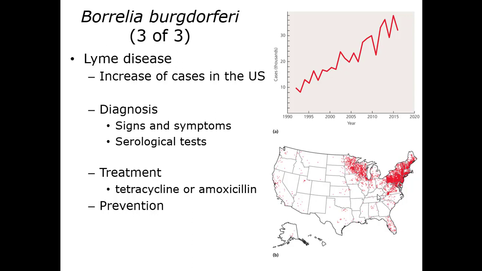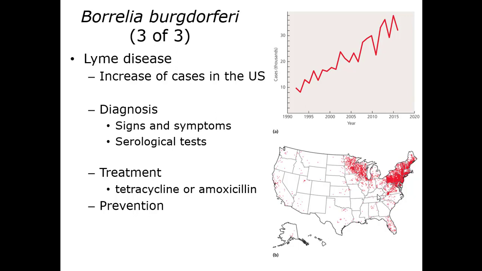Otherwise, a lot of times they're going to look at your titer and look to see, do you have an increase of antibodies against this particular bacteria, indicating that your immune system is ramping up and it's fighting an active infection. Now, it's treatable. We have antibiotics, but again, the sooner you can get treated, the better, because this bacteria can cause permanent damage to both the nervous system and the joints. Your best bet is just to not get it in the first place.